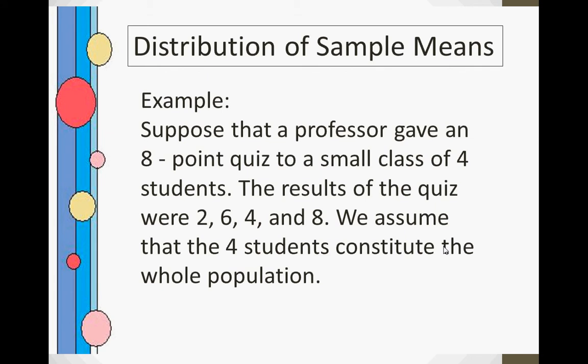For example, suppose that the professor gave an 8-point quiz to a small class of 4 students. The results of the quiz were 2, 6, 4, and 8. Let us just assume, for the sake of this discussion, that the 4 students constitute the whole population.